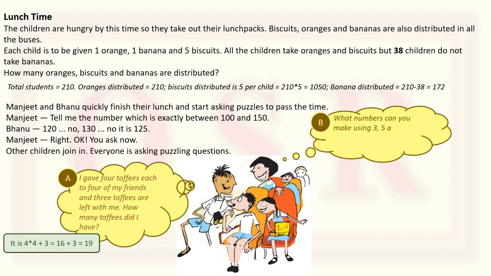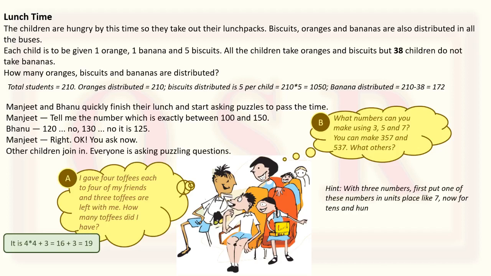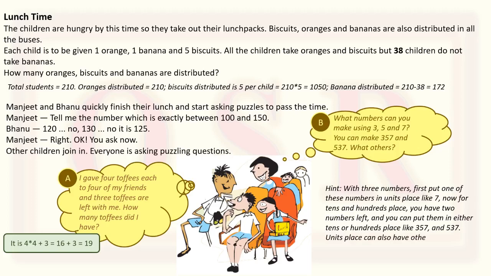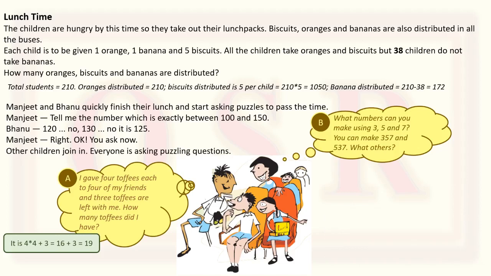What number can you make using 3, 5 and 7? You can make 357 and 573. What others? Now hint. With 3 numbers, first put one of these numbers in units place, like 7. Now for tens and hundreds place, you have 2 numbers left and you can put them in either tens or hundreds place, like 357 and 573. Units place can also have the other 2 numbers, like 3 and 5. Now try to make two possible numbers with 3 and 5 in units place. You're getting it? If you don't, then please pause it. So the numbers possible are these.